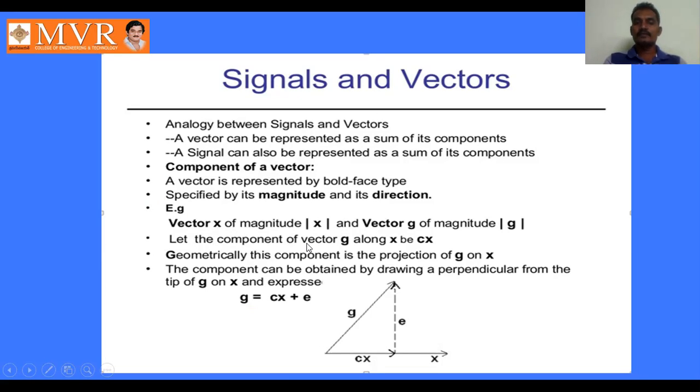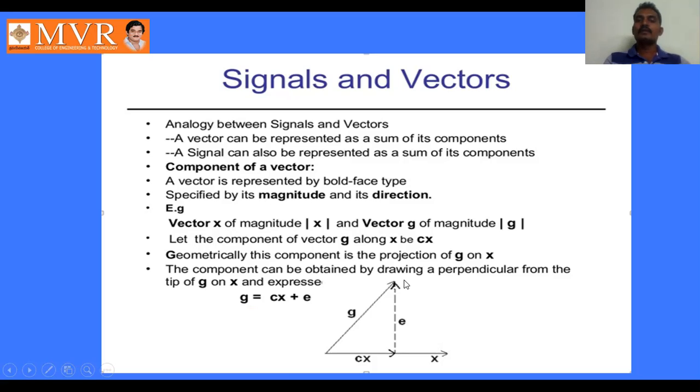Let the component of vector g along x be represented as cx. What is the component of vector g along x? Here we are taking two vectors, vector x and vector g. So we can write the component of vector g along another vector x as cx. Geometrically, this component is the projection of g on x.